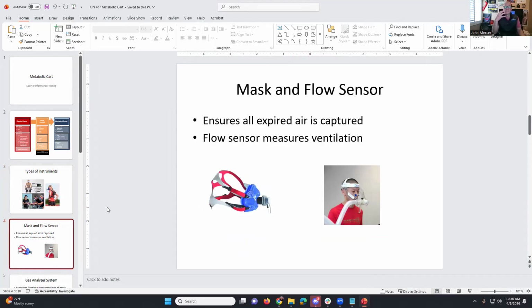Now, there are two general ways to capture the air: the mask that you saw in the previous pictures, and what we call a snorkel. You have a snorkel, and then a nose clip to block any air going in and out of the nose, because we want to measure all the air going into the person and out of the person. This is a classic way to do it, very secure.